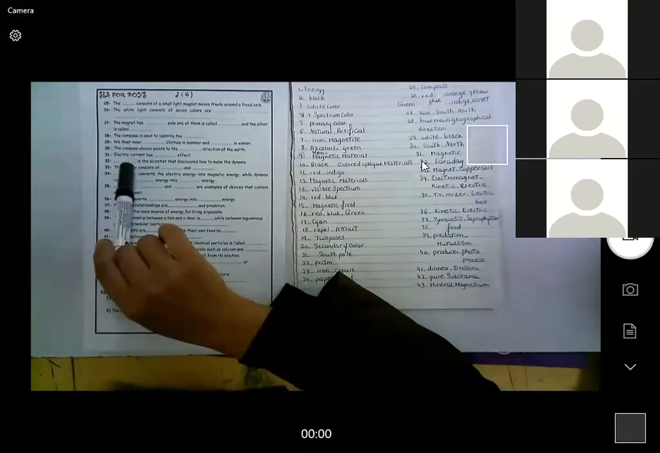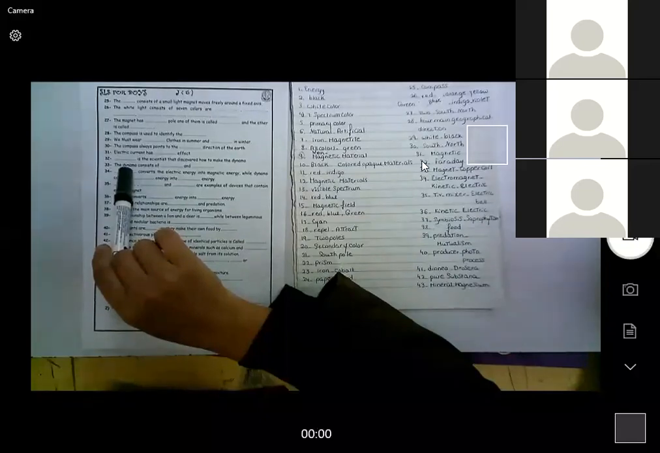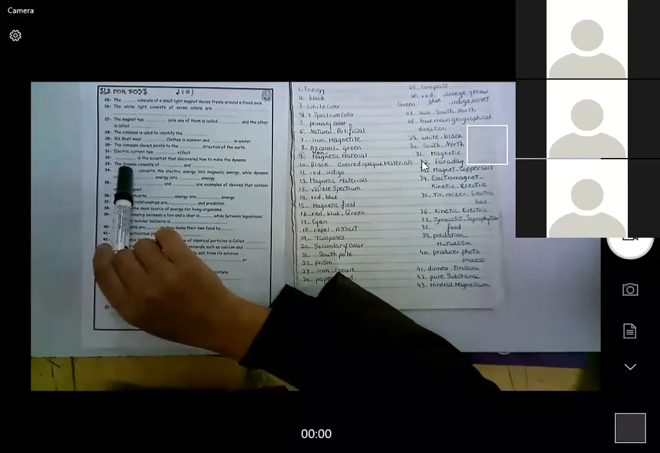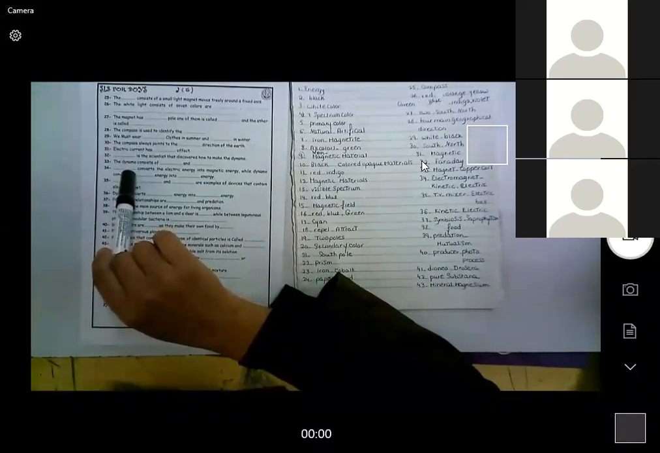31. Electric current has magnetic effect. The name of the scientist that discovered how to make the dynamo is called Faraday. Don't write Friday. It's not one of the weekend days. It's called Faraday. The dynamo consists of magnet and copper wire.